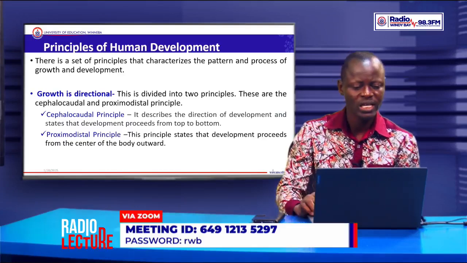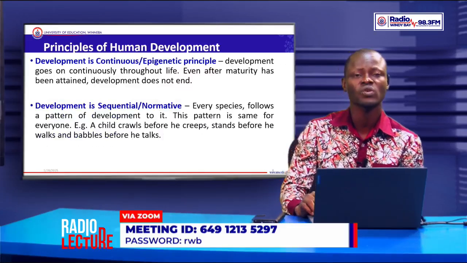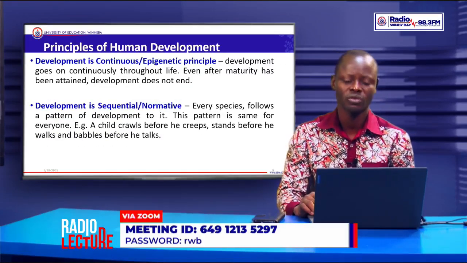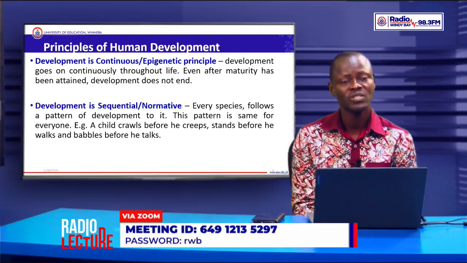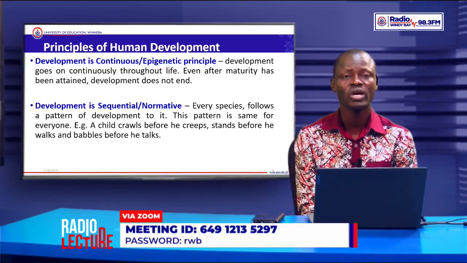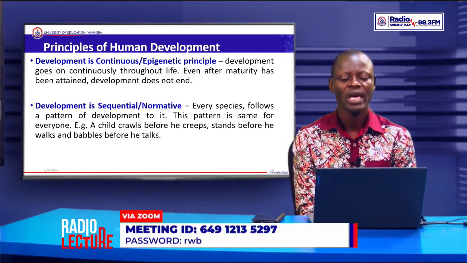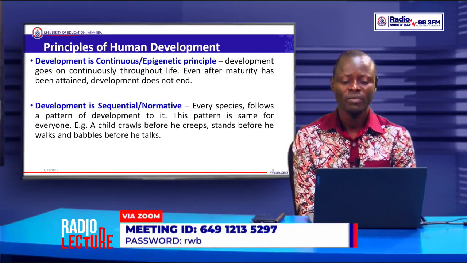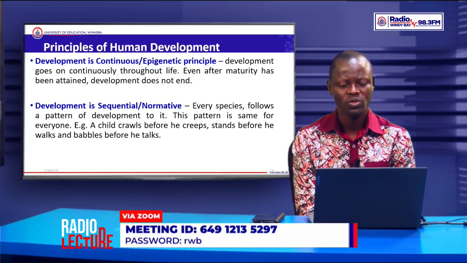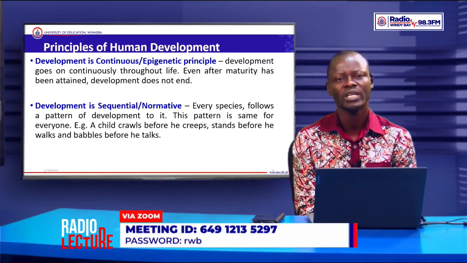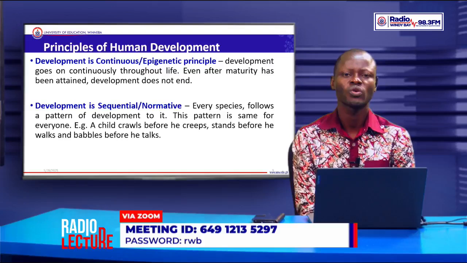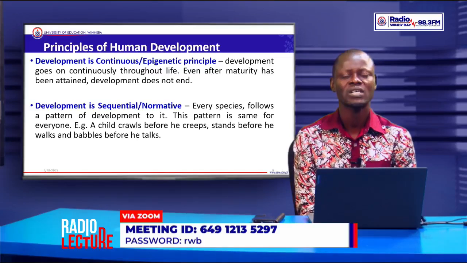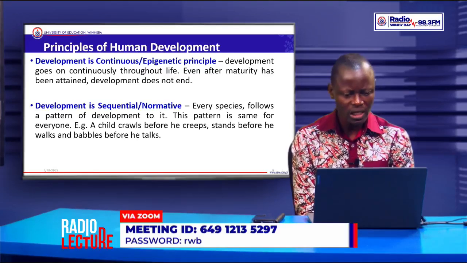The next principle is that growth is continuous, or epigenetic, which means that development is continuous throughout our lifespan, and every stage of our mature life has been attained or developed. Development does not end until we die. So we keep on developing, we keep on maturing as we grow in life, and these things do not end until we leave this world.